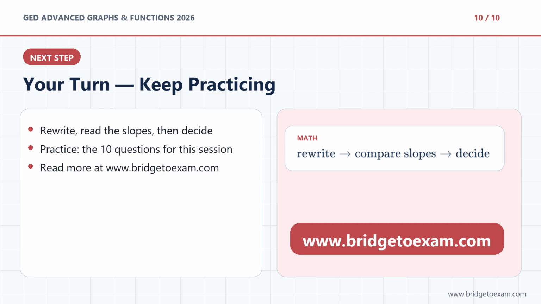Wonderful work today. You can now tell parallel from perpendicular by comparing slopes. Your mastery check is the 10 practice questions for this session. For each one, rewrite to y equals mx plus b, read the slopes, then decide.